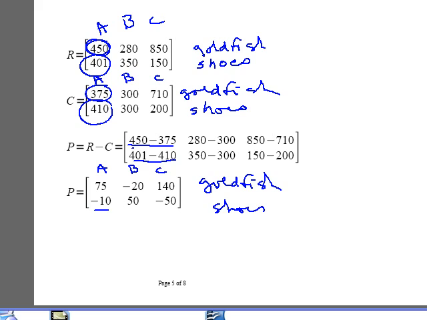Let's look at C. Here I would take C. This would be the cost for the goldfish at location C, and I subtract it from my revenue for selling goldfish at location C, end up with $140. As far as the shoes go, $200 in cost for the shoes at location C, only $150 in revenue. I lost $50 on my shoe sales in location C. And that's how you subtract, element by element, and that's why the matrices have to have exactly the same order.